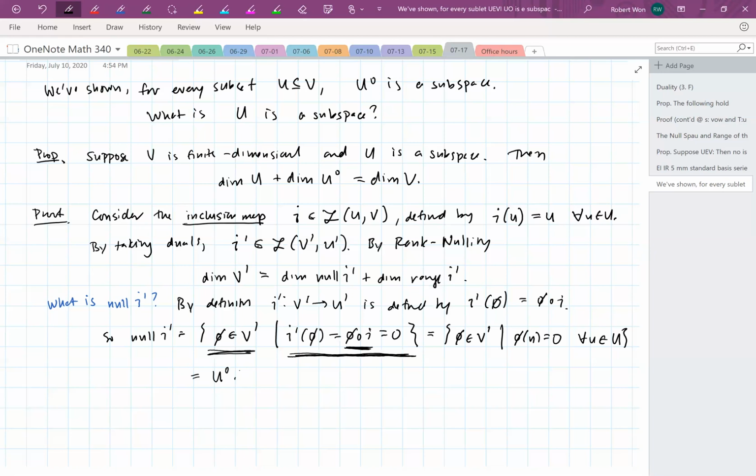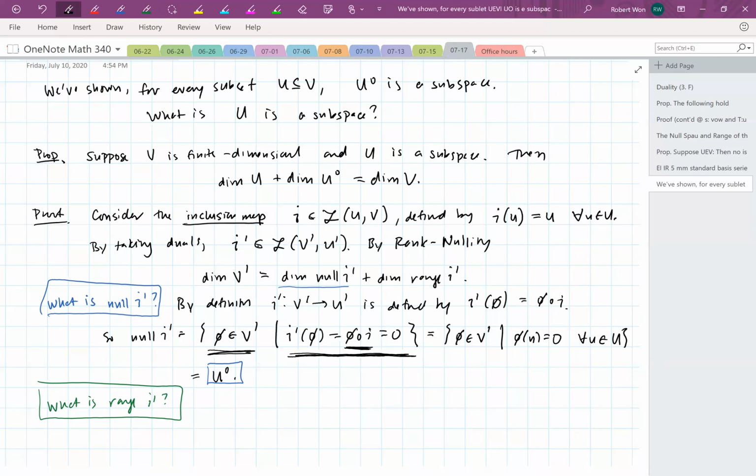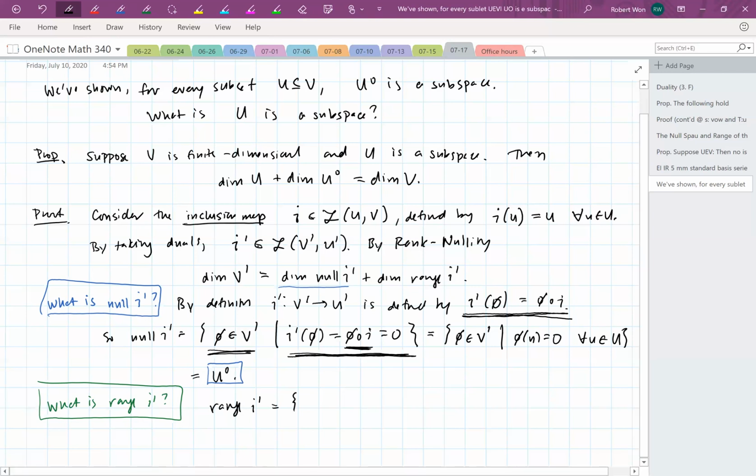Okay, so the null space of the dual of I is the annihilator of U. So that takes care of this piece. What is the range of the dual of I? Well, by the definition of dualizing, this is what I dual does to an element in V dual. So the range looks like all linear functionals that look like the output of this function. So it's all of the psi's in U dual such that psi equals phi of I for some phi in V dual.